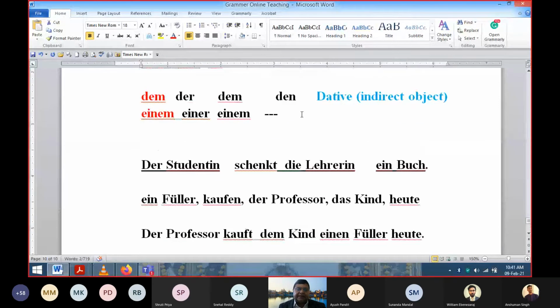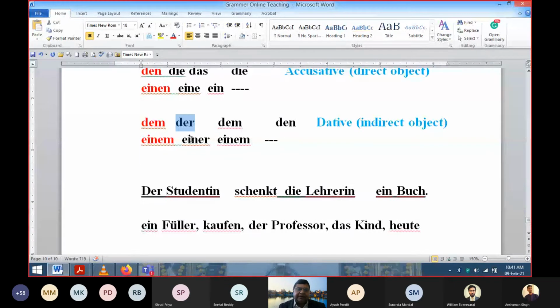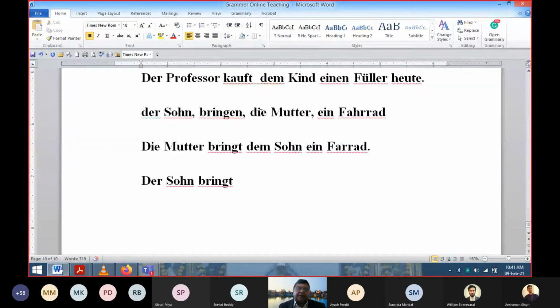So if you look at this table, dative, this is the dative group, and feminine means either it should be der or einer, to a or to the. So here feminine becomes der. So this die will be changed into der. So der Sohn bringt der Mutter, and then the direct object, ein Fahrrad, will remain as it is.